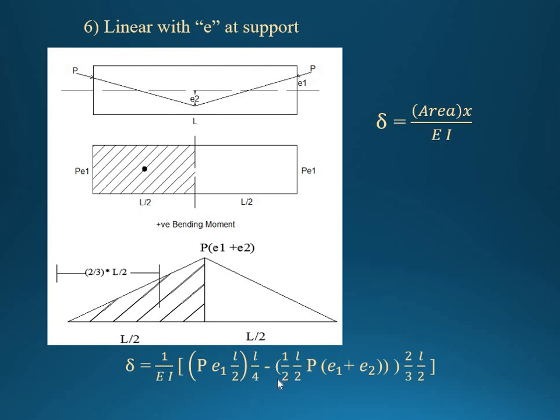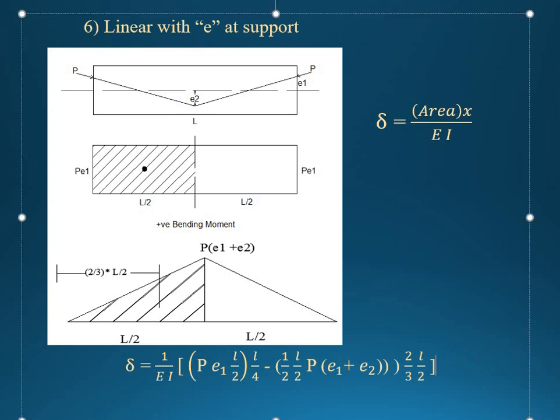The next case is negative bending moment, so start with minus. Area of the triangle is half into base into height. Half into L by 2 into height, which is P into E1 plus E2. Area is over. Now the centroidal distance is 2 by 3 into L by 2, that is the length. Afterwards add it and create a deflection equation. Like this, for any kind of profile we can find out a deflection equation.